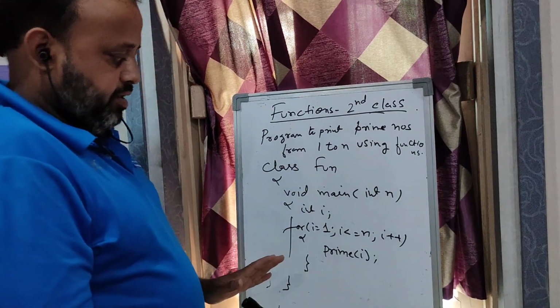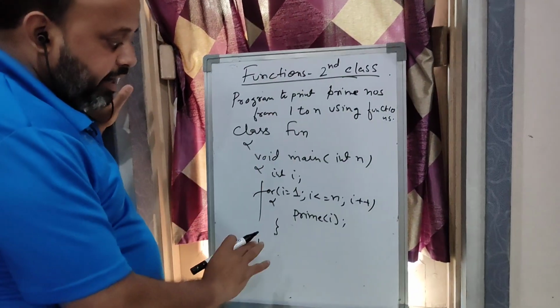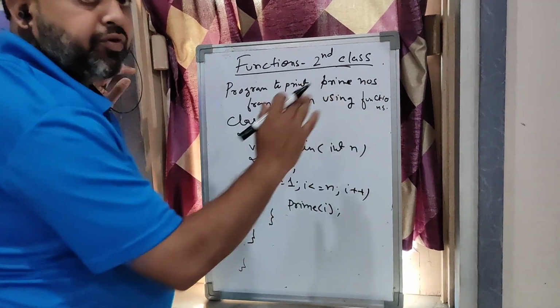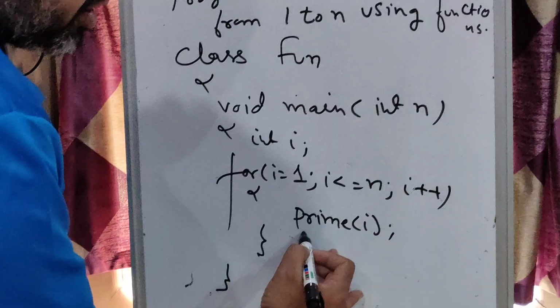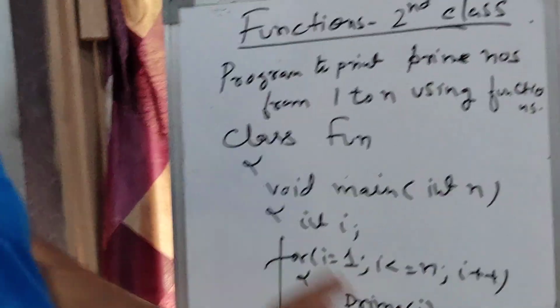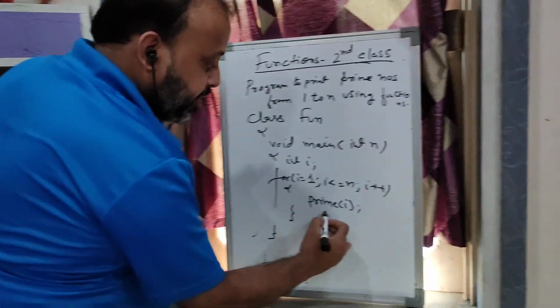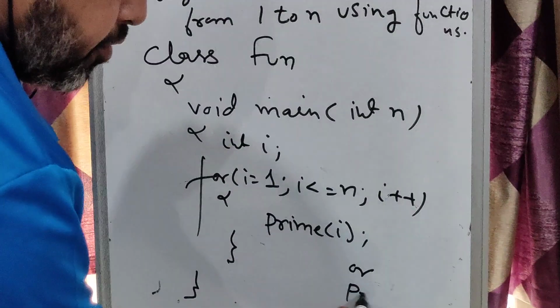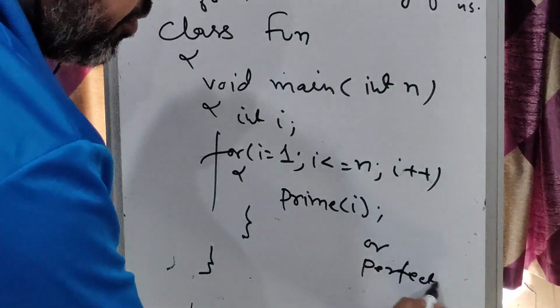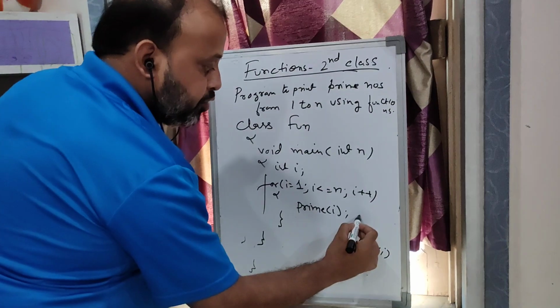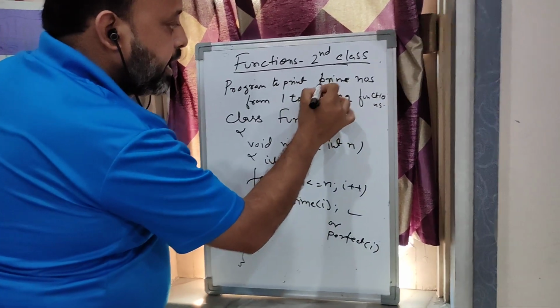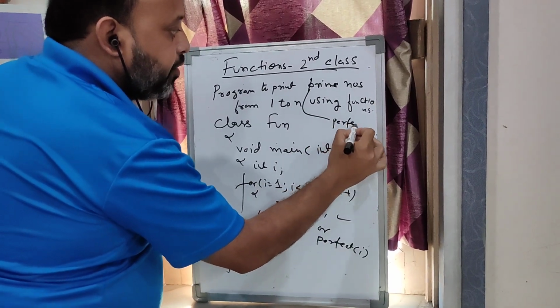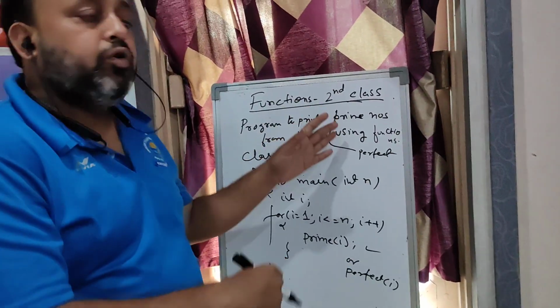In the same way, if you had a function to print perfect numbers from 1 till n, you will just write here perfect I. You will write prime I or perfect I. This will print prime numbers from 1 till n, and the second one will print perfect numbers from 1 till n.